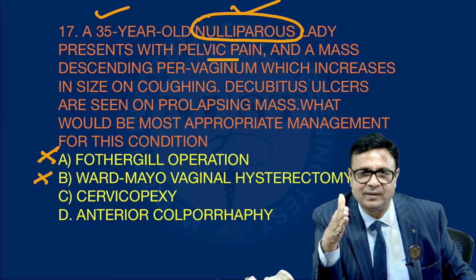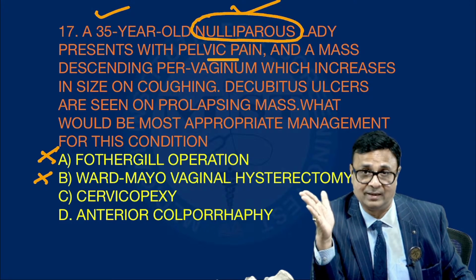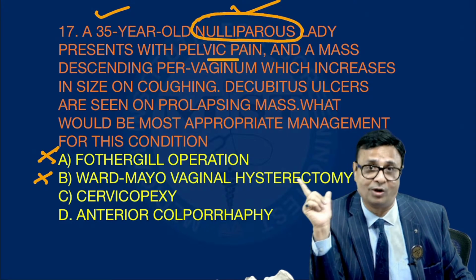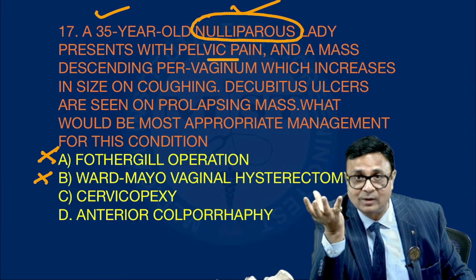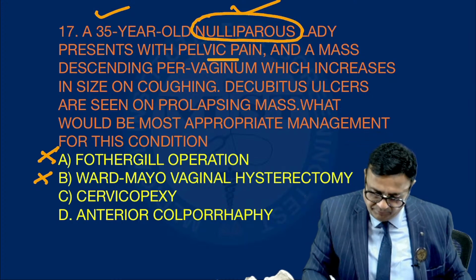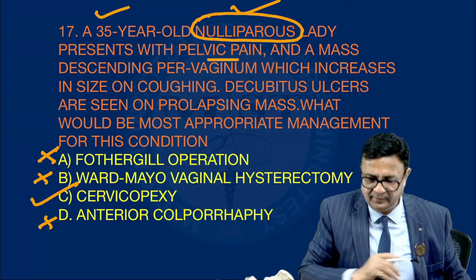Anterior colporrhaphy is the treatment of cystocele. It is the treatment of vaginal wall prolapse, not for uterine or cervical prolapse. So cervicopexy is the correct answer.